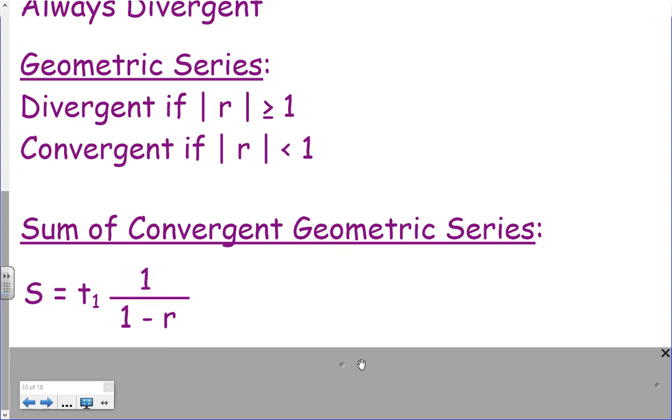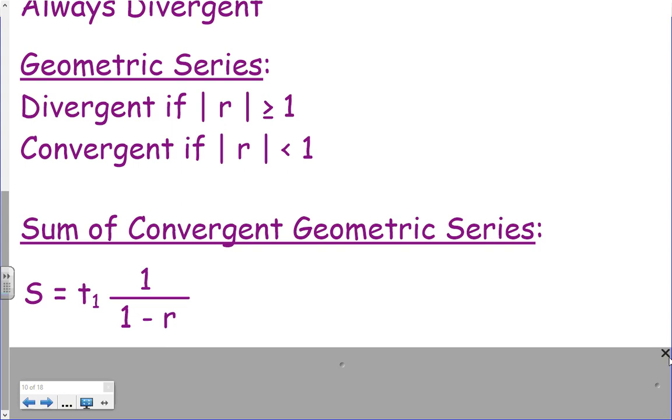The sum of a geometric series, that is the sum of the infinite terms, turns out to be equal to t sub 1 times 1 over 1 minus r. I should say it's converging to that number. The sum of your series is the first term times 1 over 1 minus r. All right, so now how do we know that?